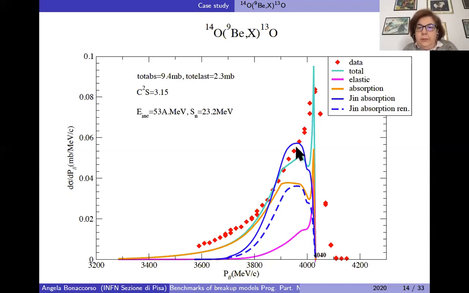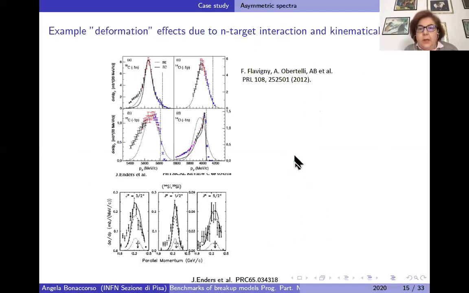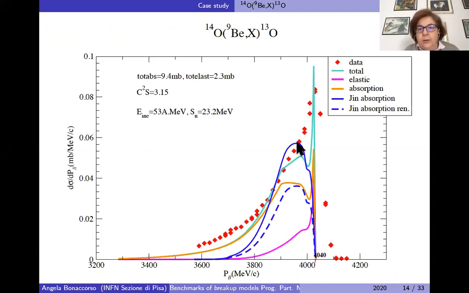So if we compare the blue with the green, we see that there is a kind of squeezing of this spectrum with respect to what I get. And this is what we are trying to understand. If I renormalize Jean's spectrum, it becomes something like that. But the total cross-section that we get is the same. I mean, the absorption, this one, because I can calculate also the elastic; Jean at the moment doesn't calculate that.